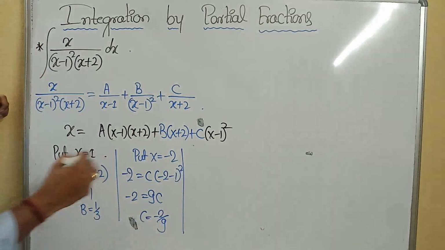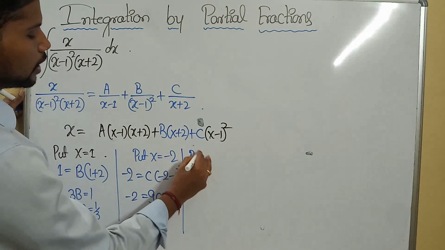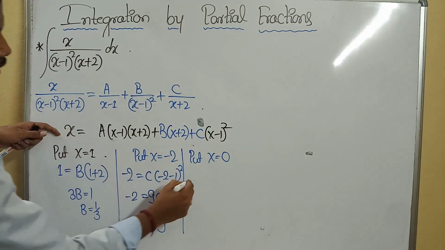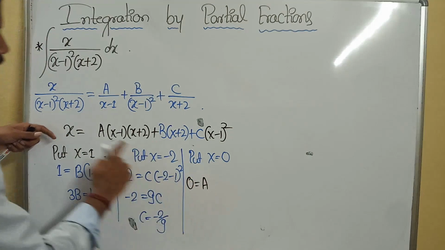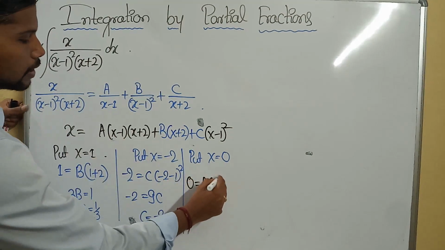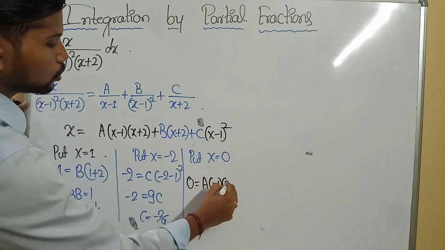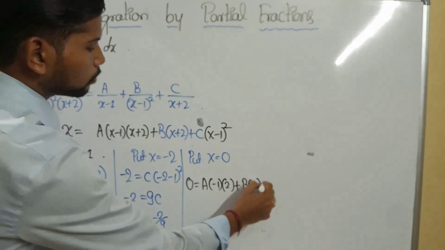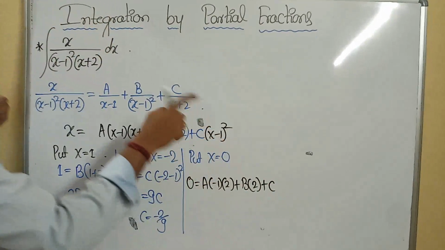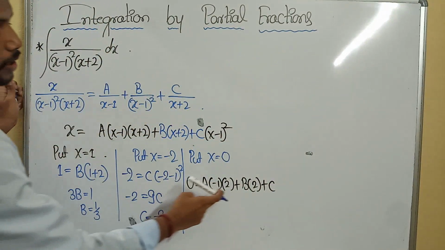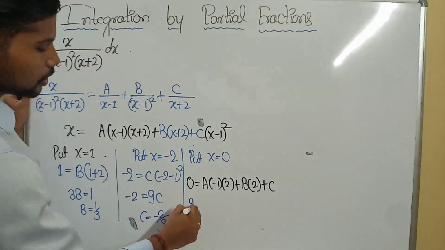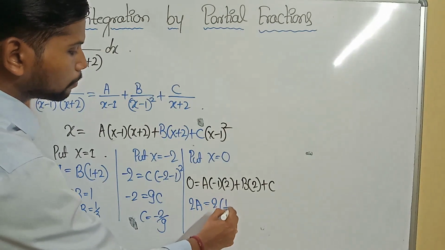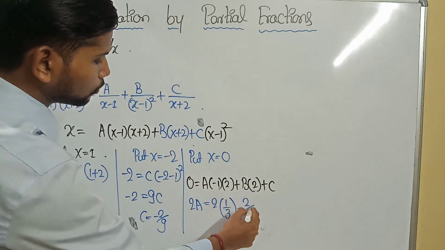Okay. No other ways are left over, so I need to put x is equal to 0. Left part will be 0. A into bracket 0 minus 1 will be minus 1, 0 plus 2 will be 2, plus b into 0 plus 2 will be 2, plus c into 0 minus 1 whole square will be 1. Okay. It is minus 2a on the left hand side. It will be 2a is equal to 2b plus c. B value will be 1 by 3. C value will be minus 2 by 9.